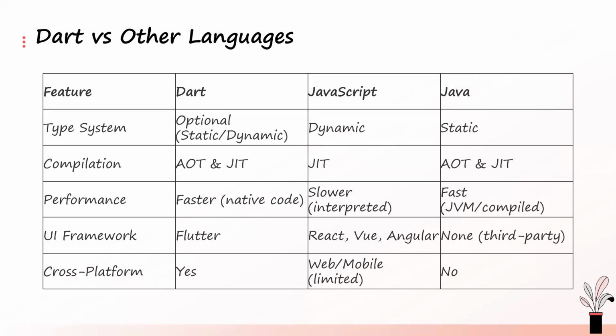Java also does the same thing. C Sharp does the same thing, ahead of time and just in time. But for C++ and C, it is ahead of time. For something like Golang, it is always ahead of time. Okay, but that's by the way.